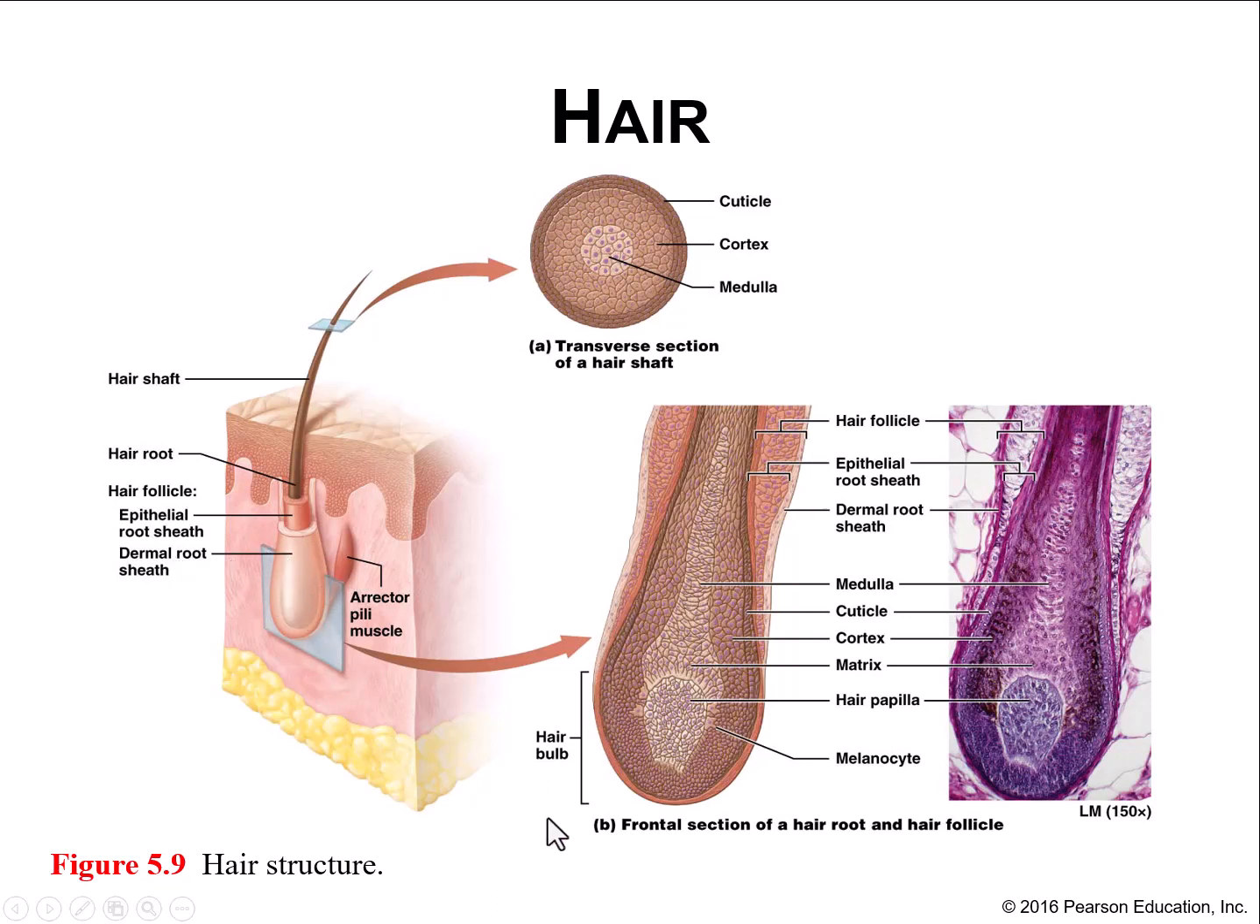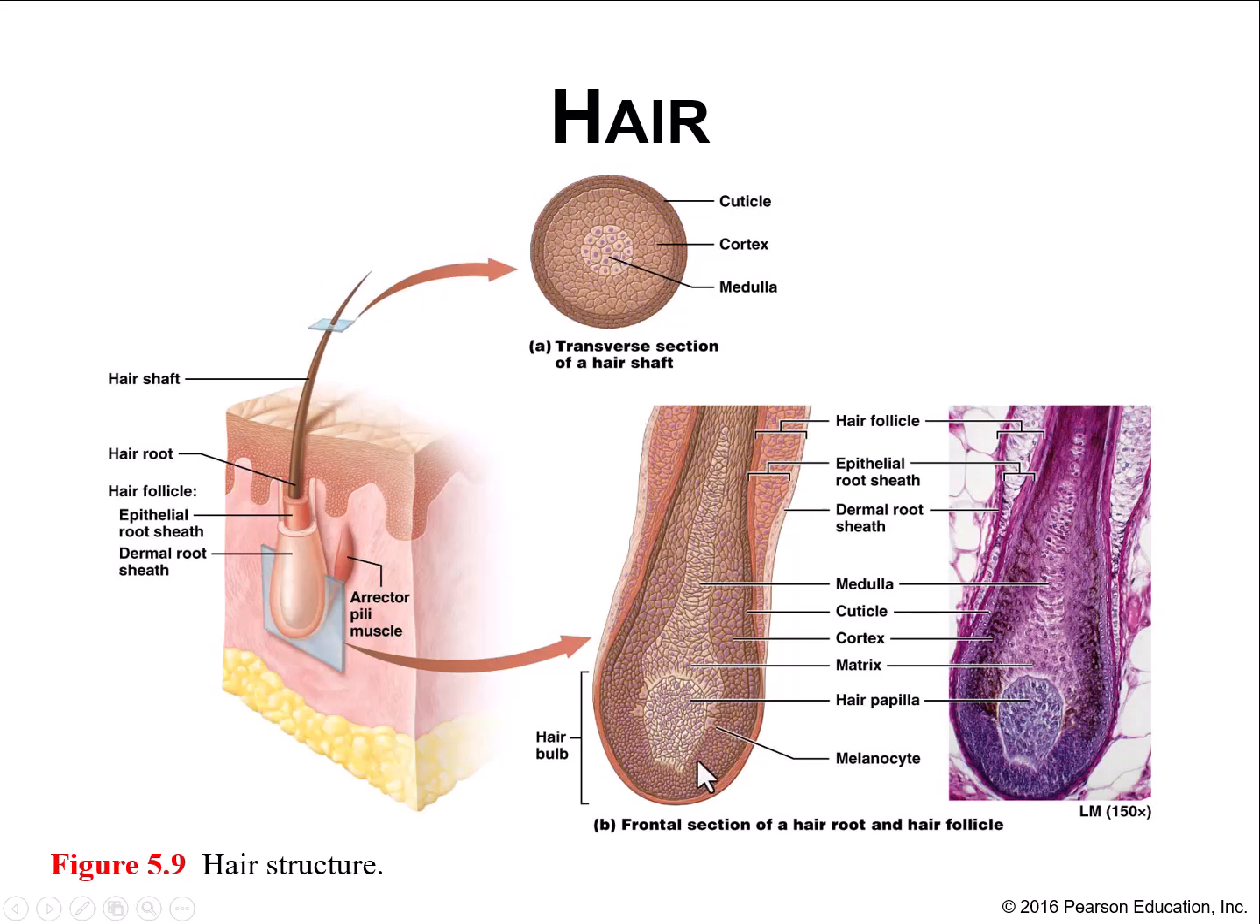And so here's the hair bulb. Our actively mitotic cells are in this hair papilla. And same with the skin, as the cells move away from that hair bulb, they start to die. And that's why when you get your hair cut, or you shave your legs or your face, cutting off that hair shaft doesn't hurt, because that's the dead part. And so you have the root, which is below skin level, and the shaft, which is above skin level.